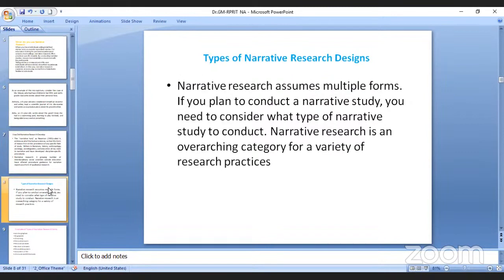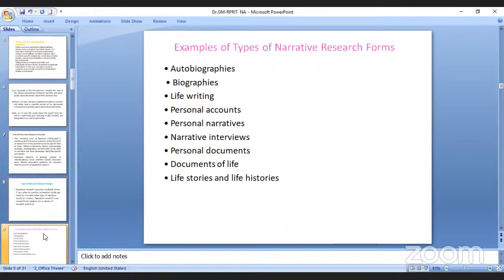Then types of narrative research designs. Narrative research assumes multiple forms. If you plan to conduct a narrative study, you need to consider what type of narrative study to conduct. Narrative research is an overarching category for a variety of research practices. So, examples of types of narrative research forms.